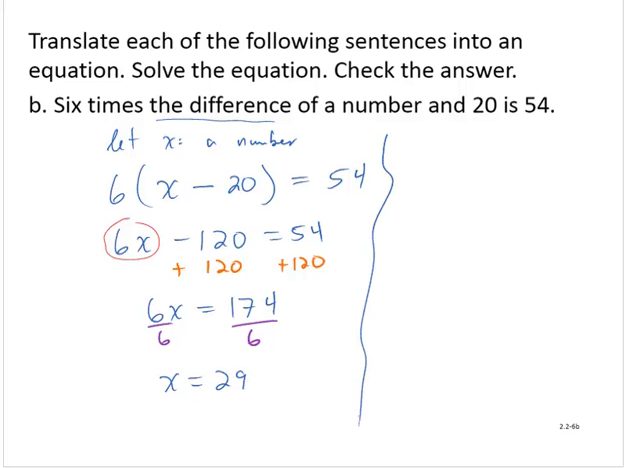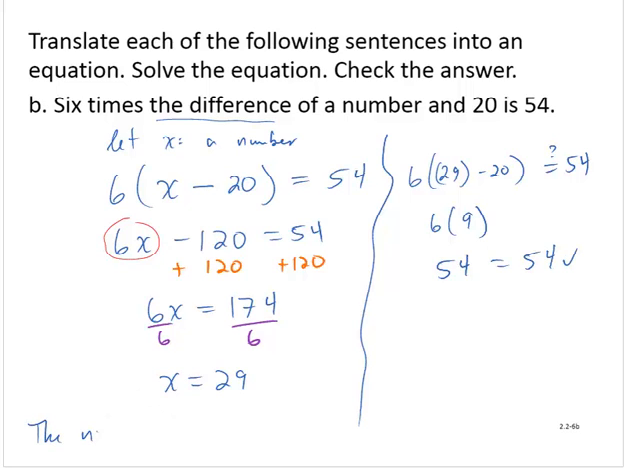Let's check our solution. 6 times 29 subtract 20. Is this equal to 54? Following the order of operations, 29 subtract 20 is 9, and 6 times 9 is 54, which is equal to 54. That checks out, and so the number is 29.